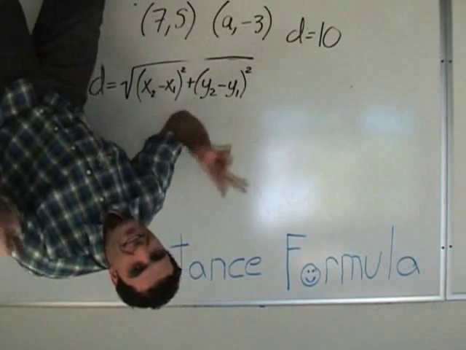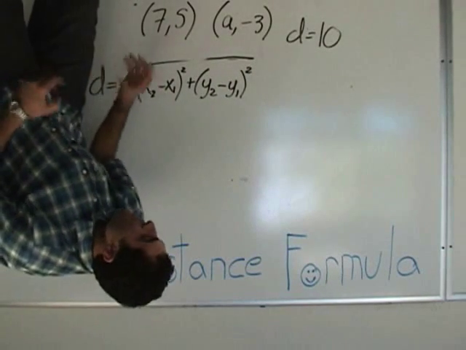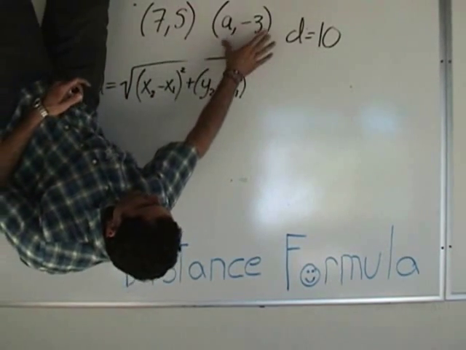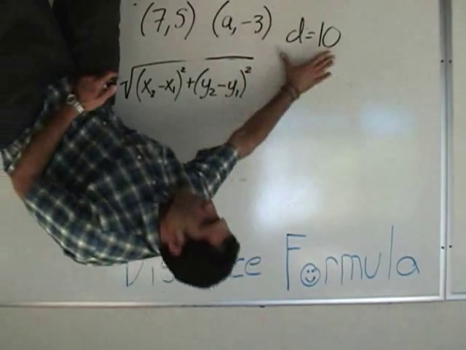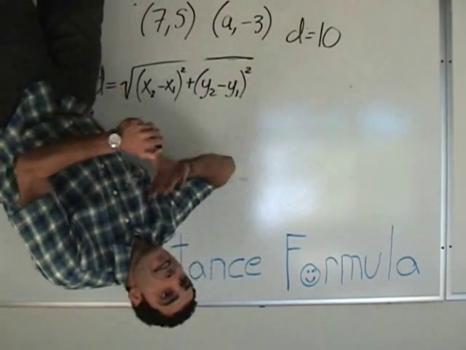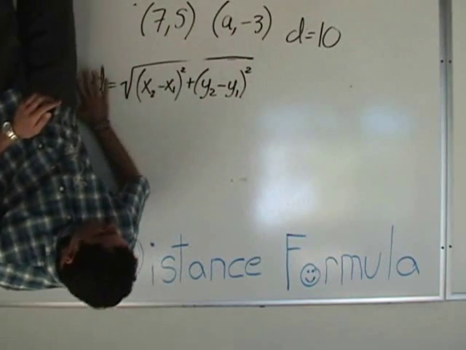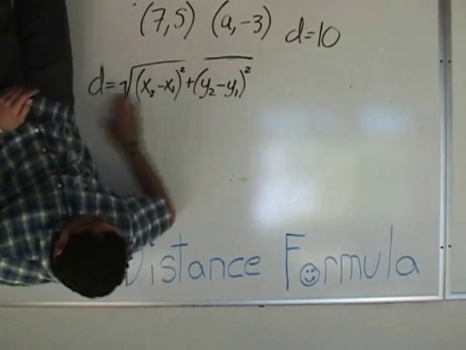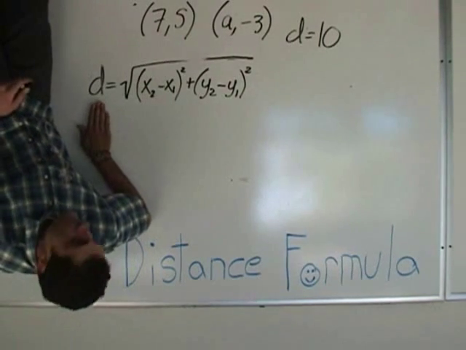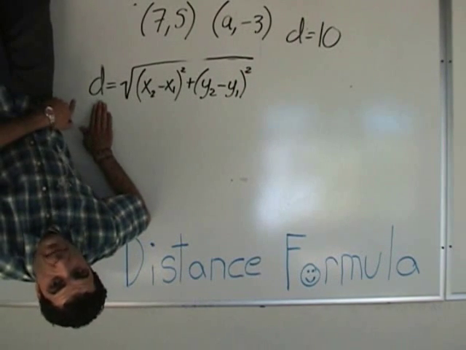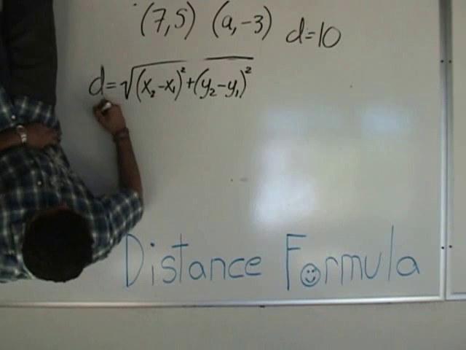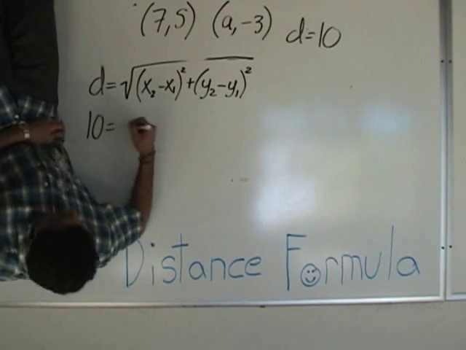Before, these evil math people gave us 2 points, and we had to find the distance. Now they give us the distance, and we have to find the point. So how do we use this formula? Where do we plug in stuff? Can we plug in here, for example? What will this be? 10 equals, and then write in our formula.